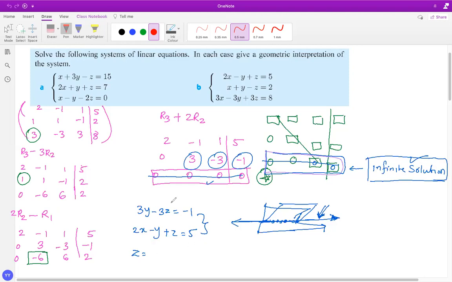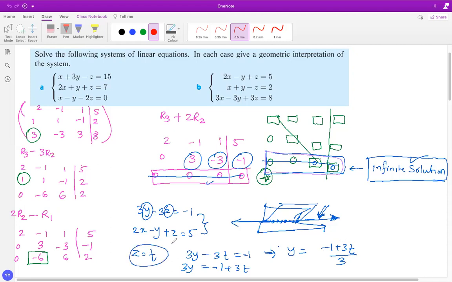Now, we write down the general equation. For the general equation, it's up to you what you want to write these parameters in terms of. So let's say I assume z as t. Once I took z as t, I can write y in terms of t, which is 3y minus 3t equals -1. So we get 3y equals -1 plus 3t. As a result of this, we get y is (-1 plus 3t) over 3. So we got y and z in terms of parameter t.